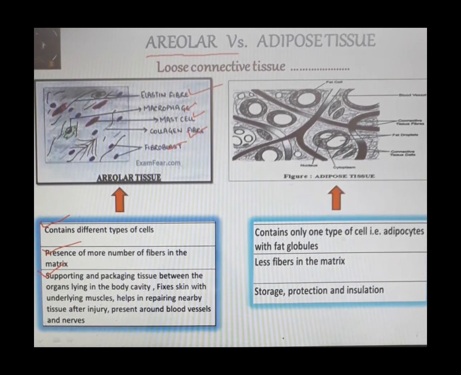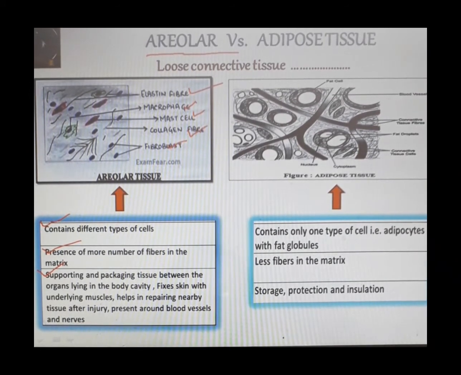See, it has important types of WBCs in it, macrophages and mast cells. So the tissue is going to play a crucial role in the repairing process when any of the other tissue is injured. And then it is also present around the blood vessels and nerves. So basically it is the supporting and packaging tissue of the body.